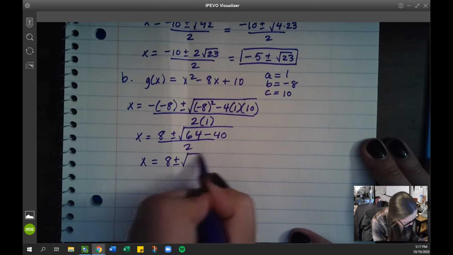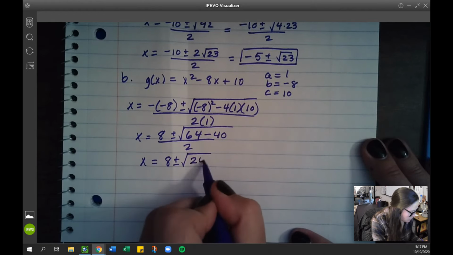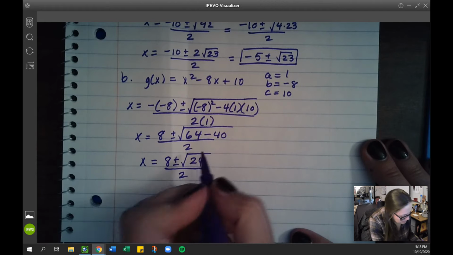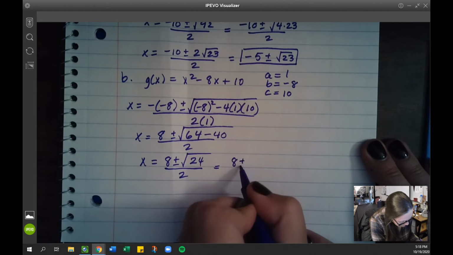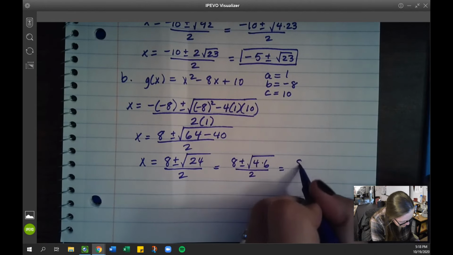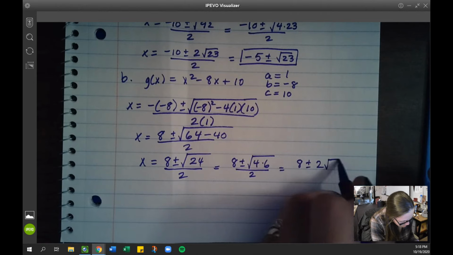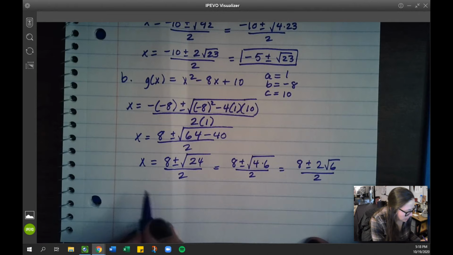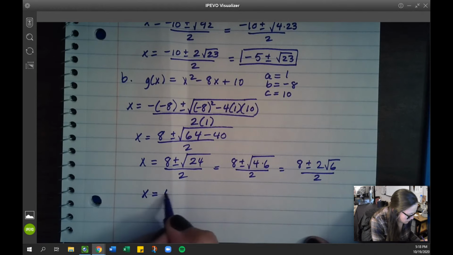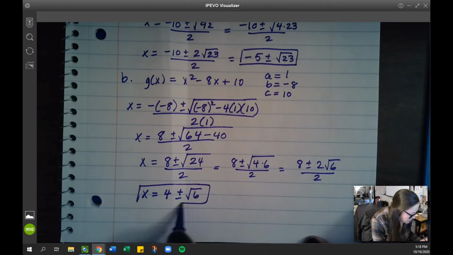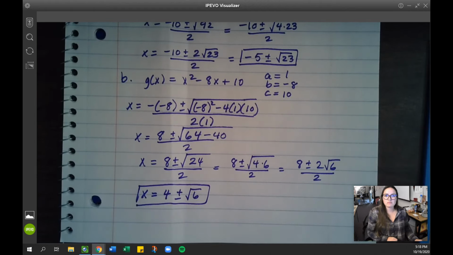8 plus or minus the square root of 64 minus 40 gives me 24. 24 is not a perfect square, but we can simplify it. 4 goes into it, which means this is 8 plus or minus 2 square roots of 6 over 2. And now I can divide everything by a factor of 2. So I'm going to have 4 plus or minus 1 square root of 6. And that would be my answer.